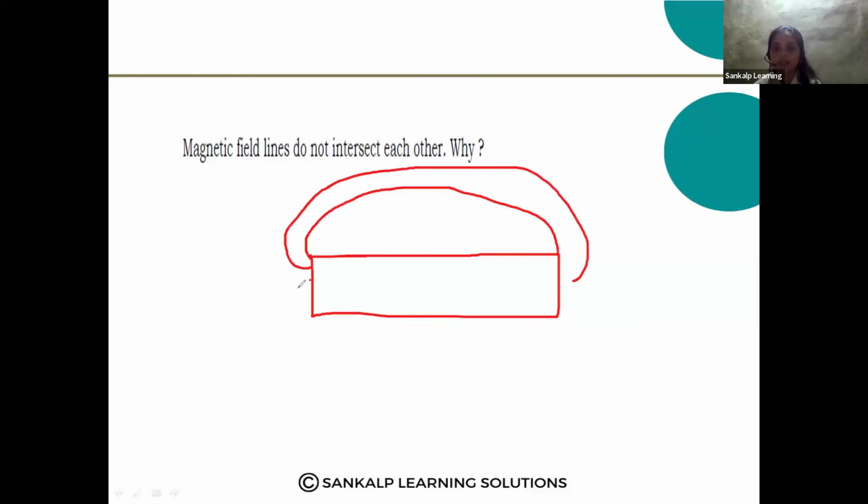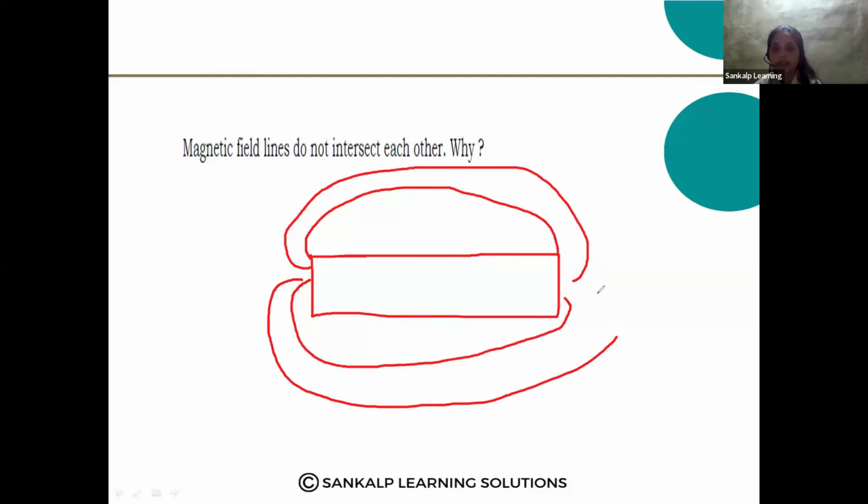Always we draw the magnetic field lines like this only, but we are not drawing the magnetic field lines intersecting like this. What is the reason behind this?